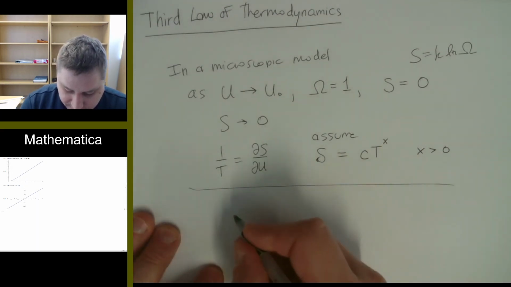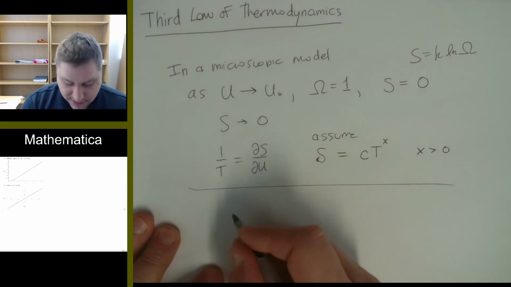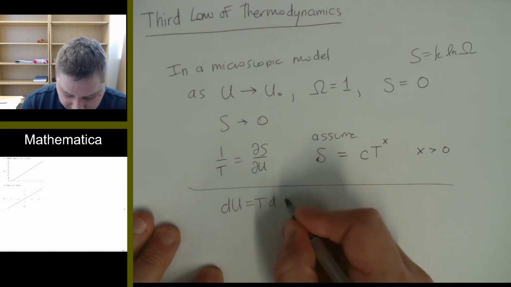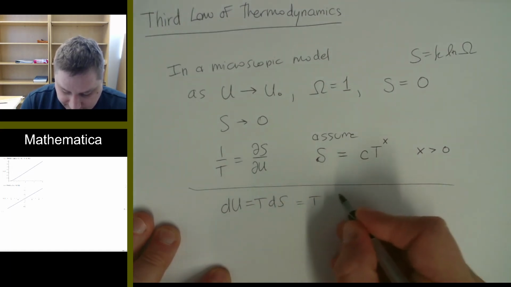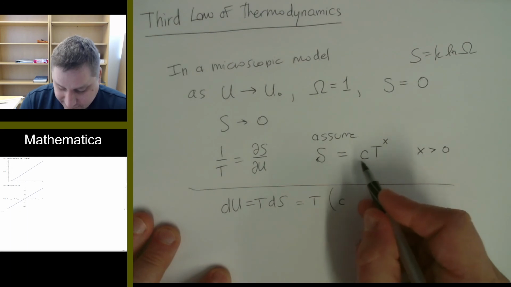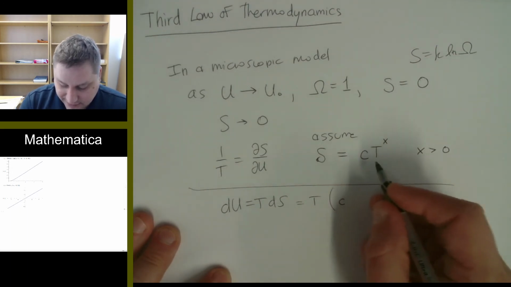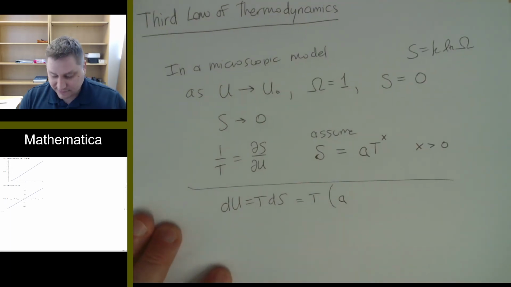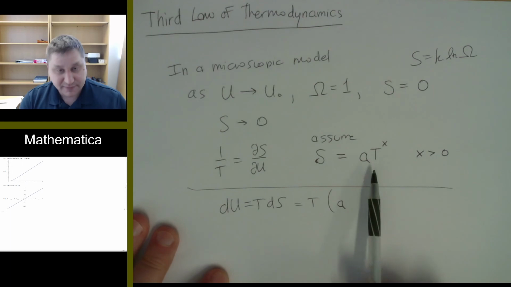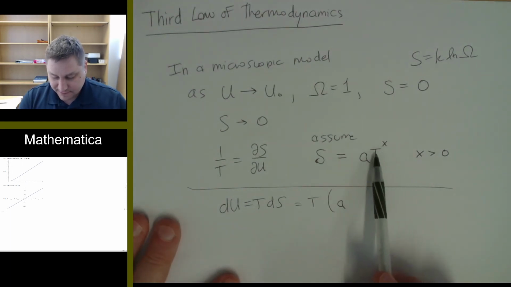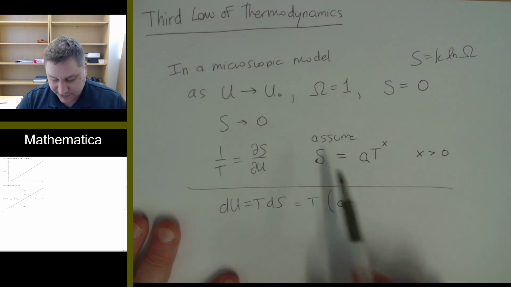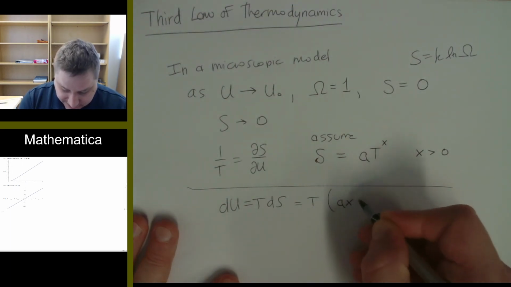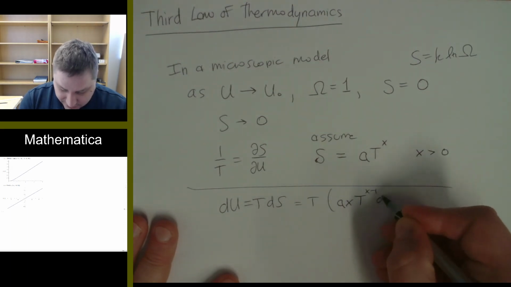let's first see what happens to the energy. So remember, dU is T dS. And dS now is going to be C. This is an undetermined constant, okay? It's not the heat capacity. Maybe I'll just make it A to make that clear. So that's just some arbitrary undetermined constant for a particular system that multiplies the temperature to the x power to give the entropy. Okay, so if I do dS, I'm going to get A x T to the x minus 1 dT.